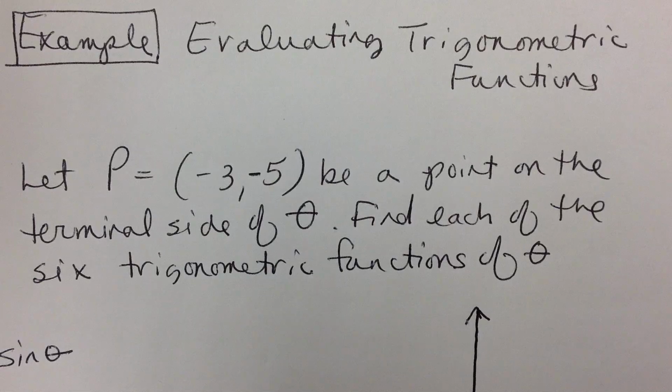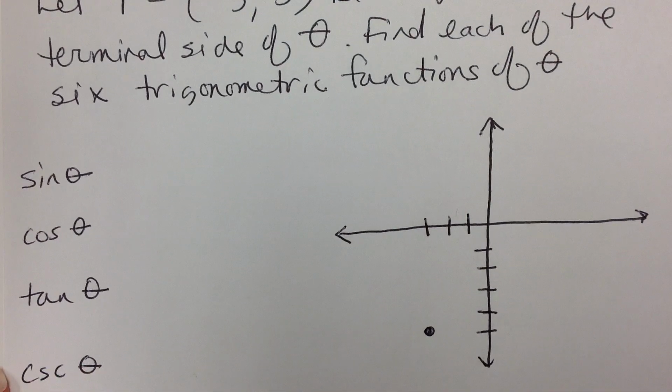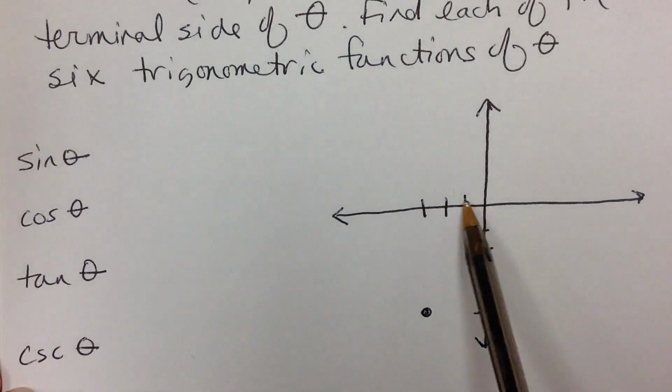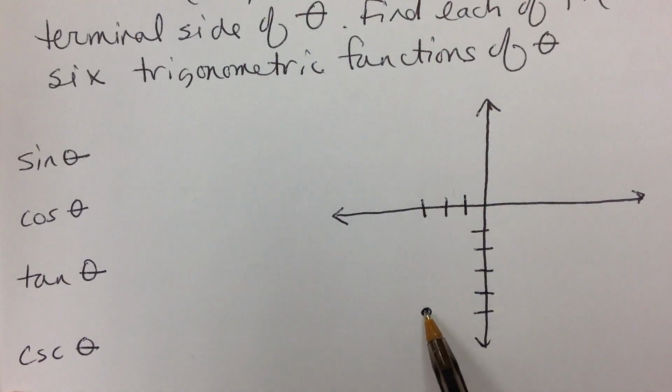So, an example of evaluating trigonometric functions. Let P equal to (-3, -5) be a point on the terminal side of theta. Find each of the 6 trigonometric functions of theta. So, I have drawn the point (-3, -5). Here's the point (-3, -5).